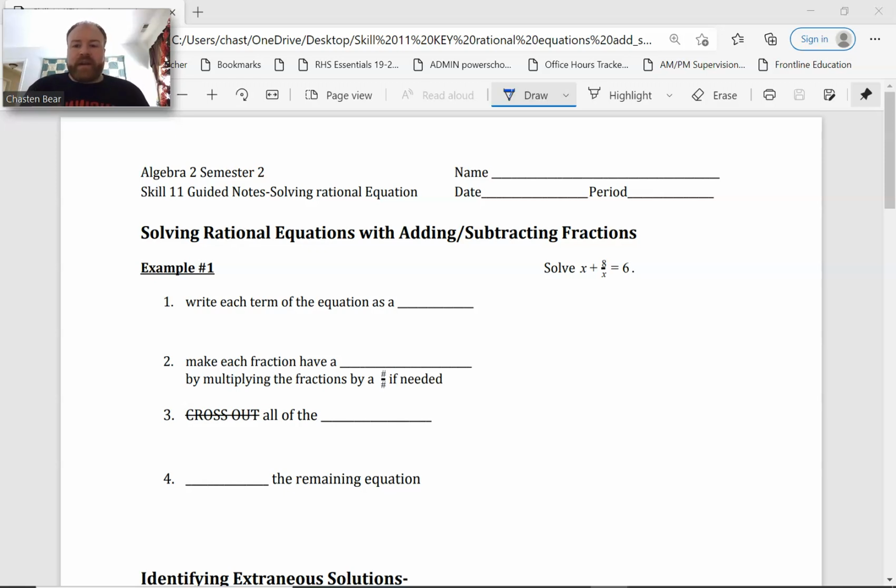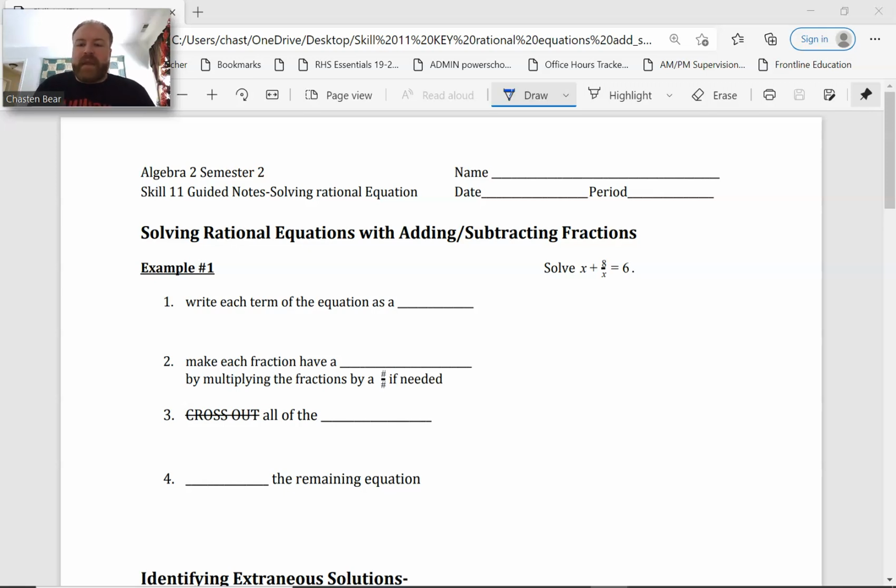This is Mr. Bear bringing you the Skill 11 notes for adding and subtracting fractions that involve rational equations. I'm going to start with an example and illustrate the steps. And after I do this example, I'm going to show you a few additional examples that will encounter different types of things to consider.